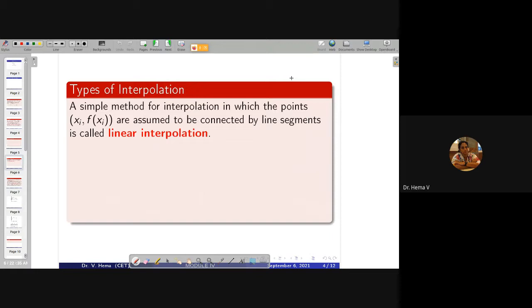Now, types of interpolations. First, the simple technique is linear interpolation. As the word indicates, what do you mean by a linear equation? You know it is a first degree equation. Same thing here also, it will be a linear expression. So, linear interpolation is a function expressed in linear terms. It is a simple method of interpolation in which the points are assumed to be connected by line segments or straight lines. It will be a first degree polynomial in the given independent variable.